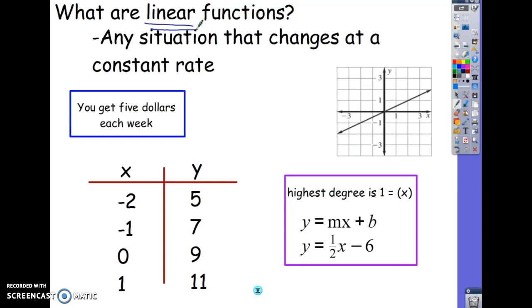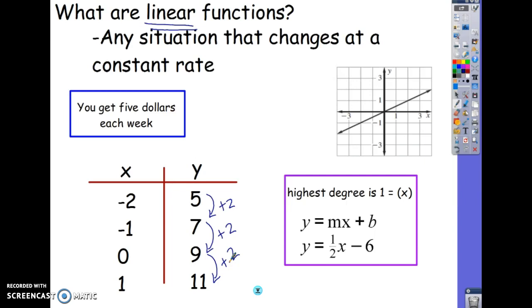And here we have some examples. So you get $5 each week. This week you get $5, next week you get $5. It's a constant rate that makes it linear. If we are looking at our table of values, well, from 5 to 7, we go up by 2. From 7 to 9, we go up by 2. From 9 to 11, we go up by 2. 2 is our constant rate of change.